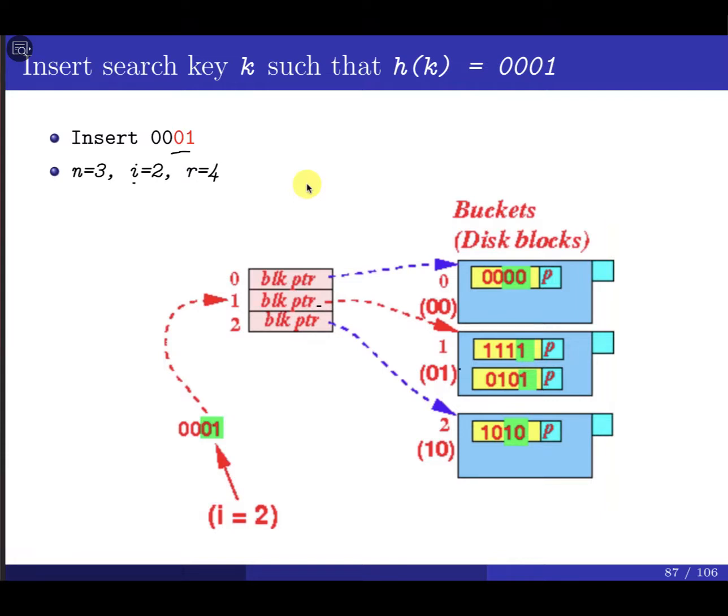I didn't care about the order, by the way. Then I'm going to add, let's say, an overflow block. Then after that, I'm adding this entry here. It'll be 0001, with a pointer. Okay, are you done? No.